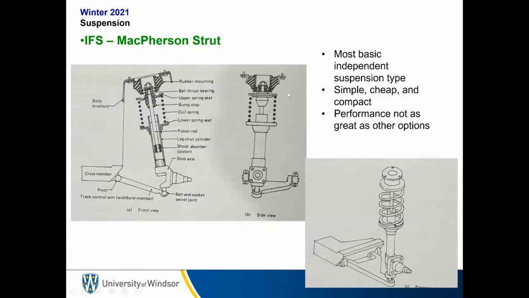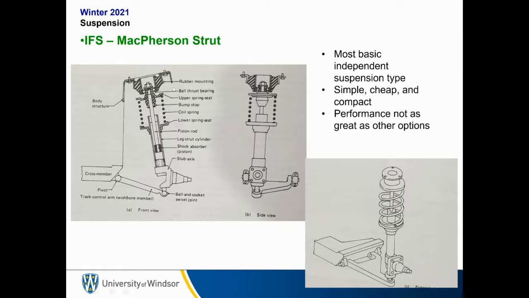The next most complicated is the McPherson strut. And now this is an actually fully independent suspension. It's simple, it's cheap, it's compact. Performance isn't as great as the other options I'm going to show you, but it's simple and cheap. So a lot of vehicles use the McPherson strut as the front independent suspension simply because it's cheap and simple and compact.